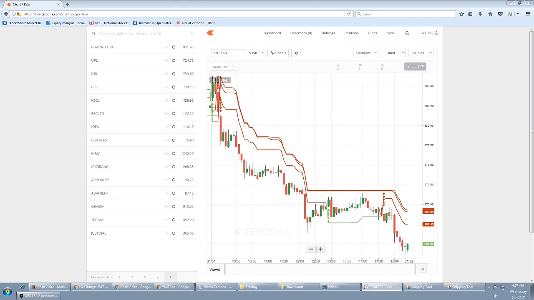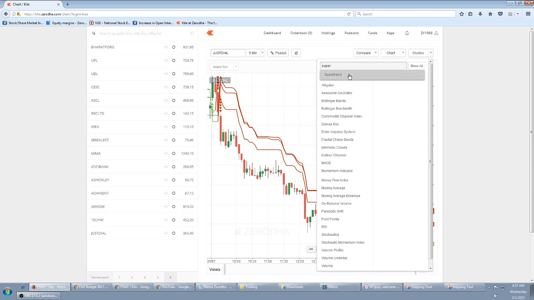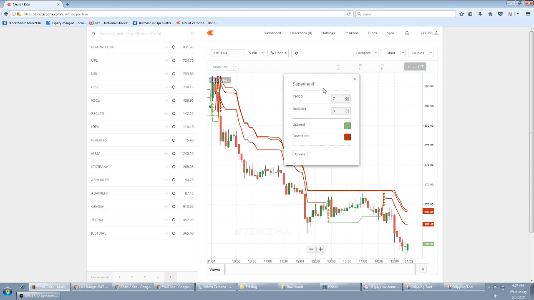As I have informed you earlier, the trading terminal that I use is HYIT from Zerodha. This is the chart for 31st Jan, that is Tuesday. Okay, and first thing first, let me tell you how to plot the Supertrend. You have to go to studies, type in Supertrend. This will give you this pop-up.